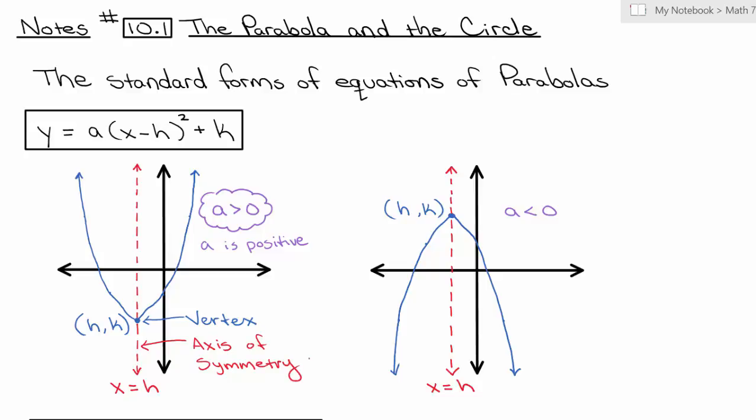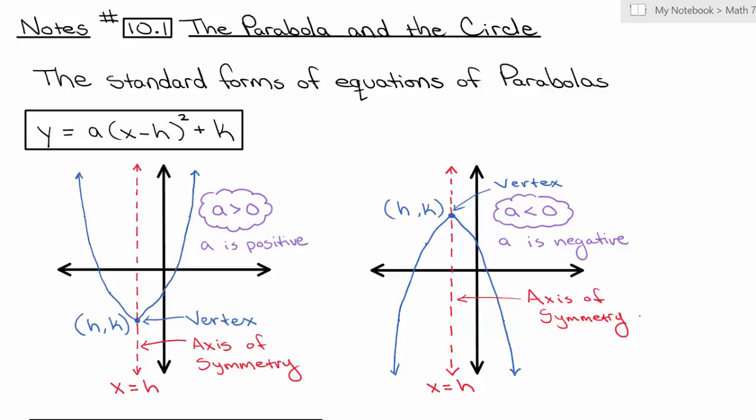And you have those same things going on here in the second graph. In this one, a is less than 0, which means a is negative. Our vertex is still h comma k, and our axis of symmetry is still x equal to h. Alright, if you need more time on this to copy this down, just go ahead and press pause for the video.